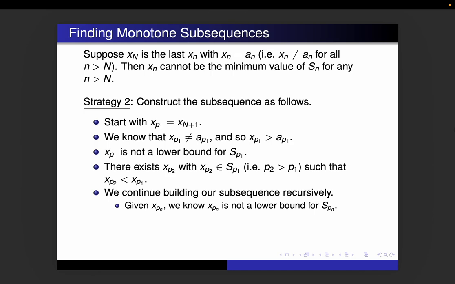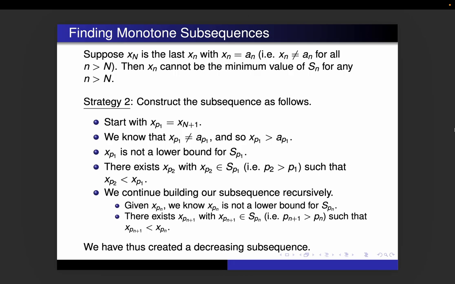So given x sub pn, we know that x sub pn is not a lower bound for S sub pn, right? That's because we're way bigger than big N right now. That means there's going to exist some x sub pn plus 1 in that S sub pn, but it is, right? That means pn plus 1 is bigger than pn, but that x sub pn plus 1 is smaller than x sub pn. And then that gives us our recursive definition of our subsequence. And you can see that every new term we add is going to be smaller than the previous term. So that gives us a decreasing subsequence.